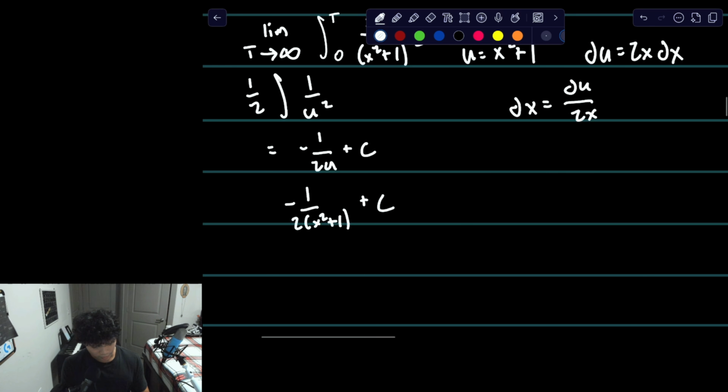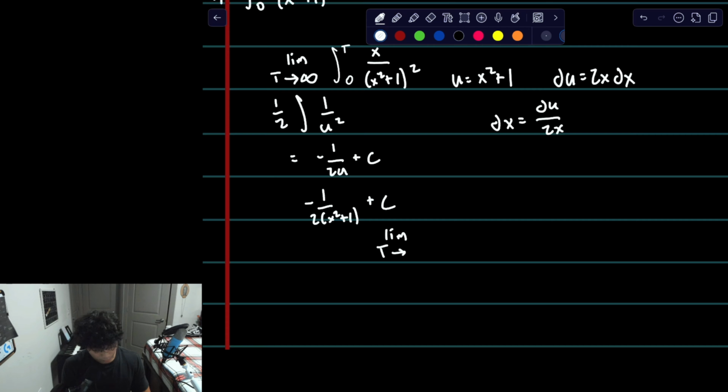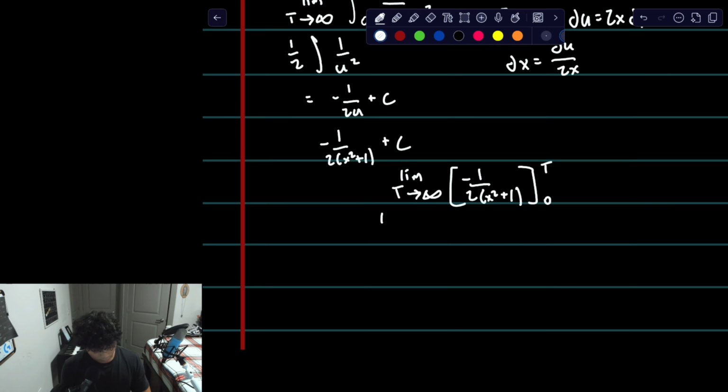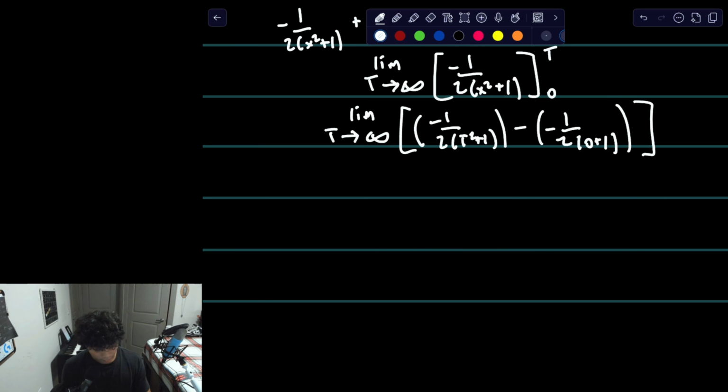We can then set up the definite form of this integral, but let's first put our limit outside of it and then put our result inside a box, and then bound it from 0 to t. We then get limit t approaching infinity, negative 1 over 2 t squared plus 1 minus negative 1 over 2 times 0 plus 1. We can then just simplify it to the limit t approaches infinity of negative 1 over 2 t squared plus 1 plus 1/2, because a negative and a negative make a plus.